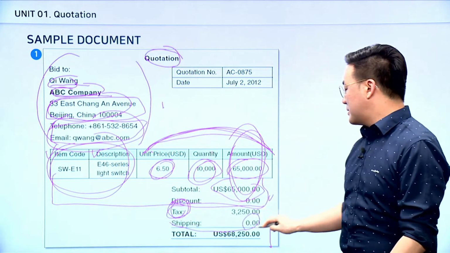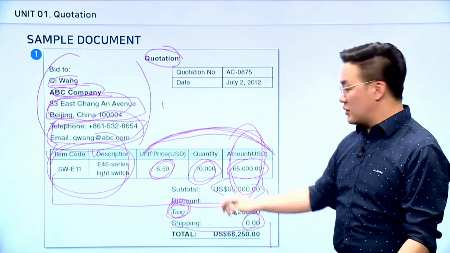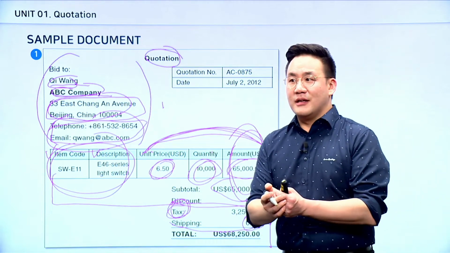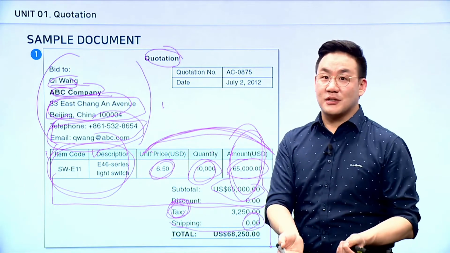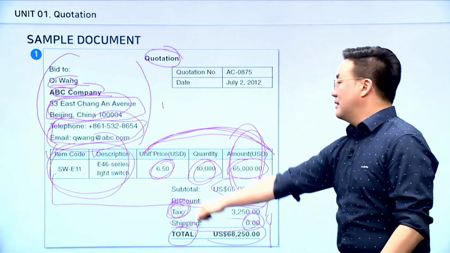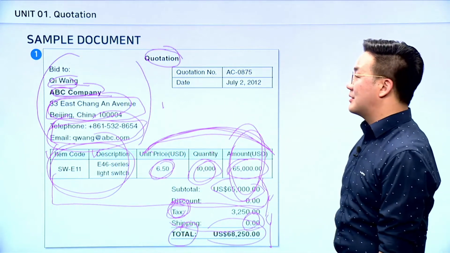And shipping cost. In this case, there's no shipping cost, which means the provider of the quotation is paying for the shipping, but sometimes the shipping costs a lot, especially when you're dealing with heavy machinery or some chemicals that need special attention on the delivery, right? So including everything, you have a grand total, which is this. So basically, this is the essential information that has to be in the quotation, right?